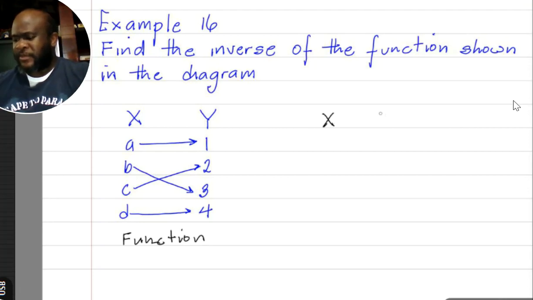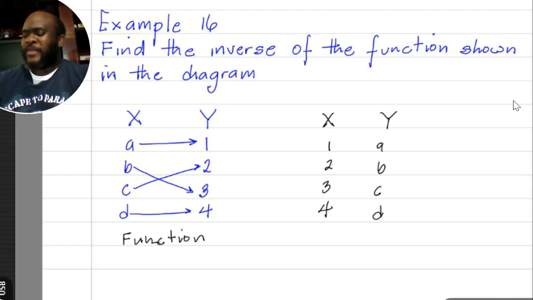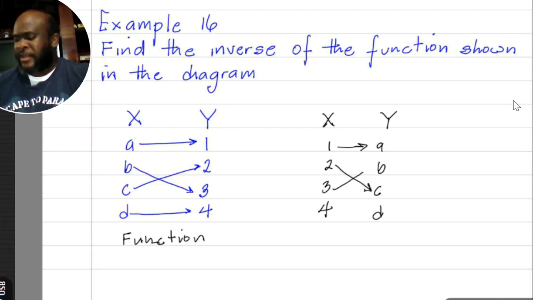So putting back domain, range, 1, 2, 3, 4. The range elements 1, 2, 3, 4 now become the domain elements. The domain elements A, B, C, D now become the range elements. All right, let's get the mapping. 1 maps to A, 2 maps to C, 3 maps to B, 4 maps to D. So if we have the function on the left, what we have on the right is the inverse function.